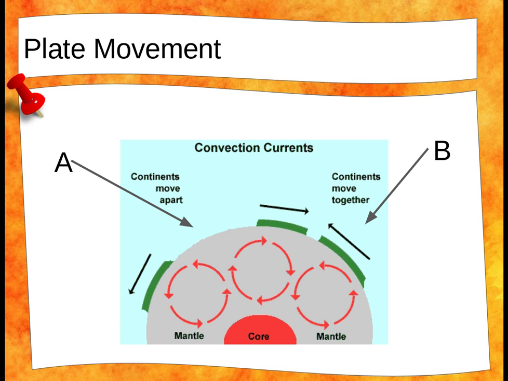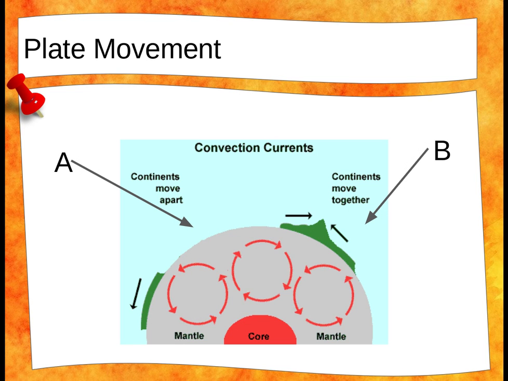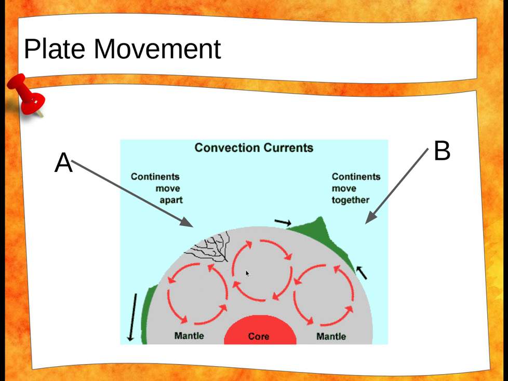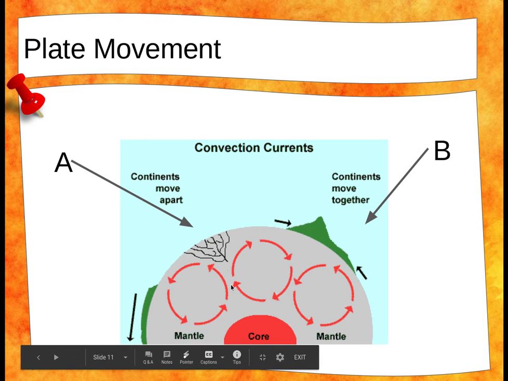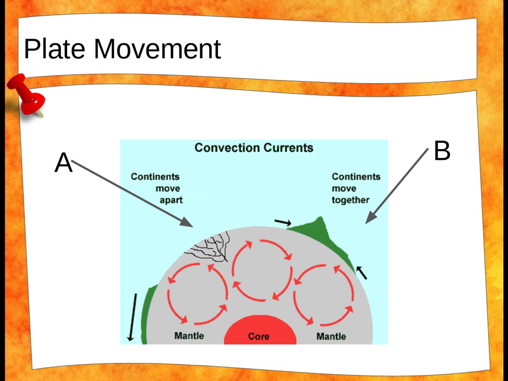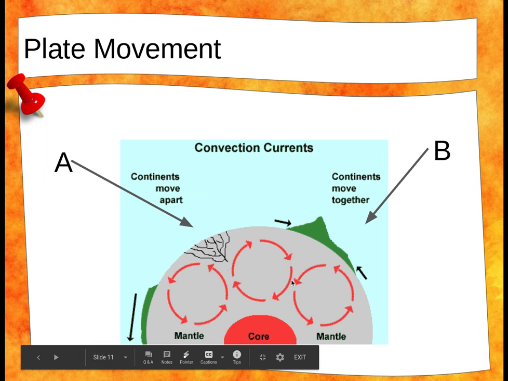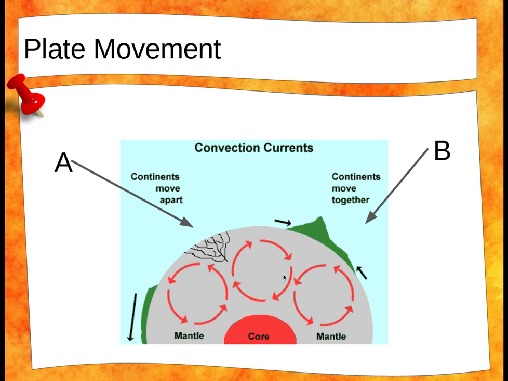So, when convection currents meet is how plates end up moving. When the currents are spinning away from each other, like these two here, the continents move apart. When the convection currents are spinning towards each other, these two here, the continents move together and collide.